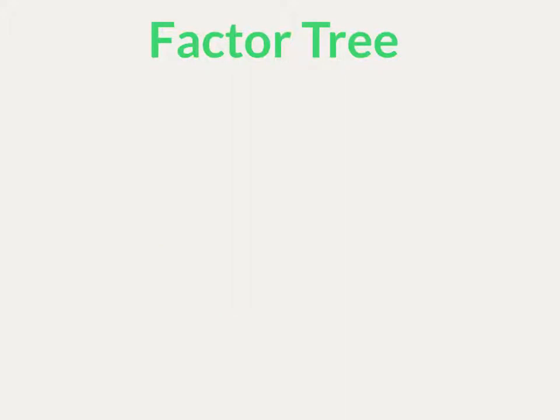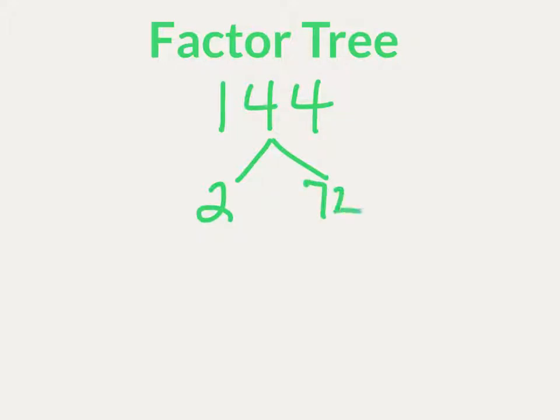Now let's try a second example using a factor tree. So if we wanted to find the prime factorization of the number 144, I start by drawing two branches. Now I believe that I could multiply 2 times 72. 2 times 72 would give me 144. Now the number 2 is a prime factor, so therefore we circle it and there'll be no more branches off of that number. Now I need to draw two branches off of 72.